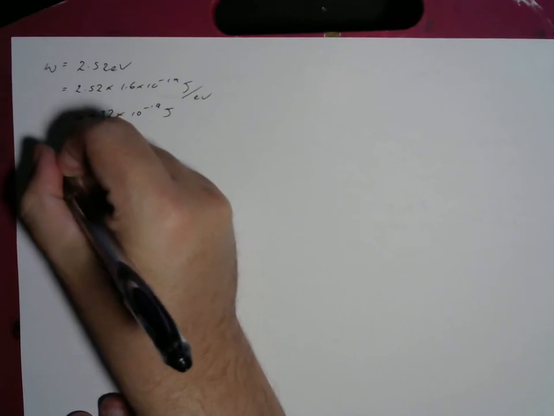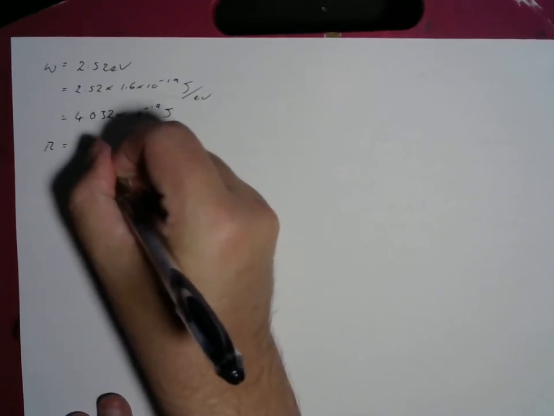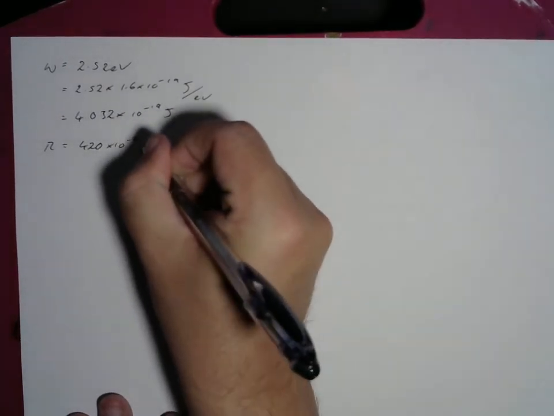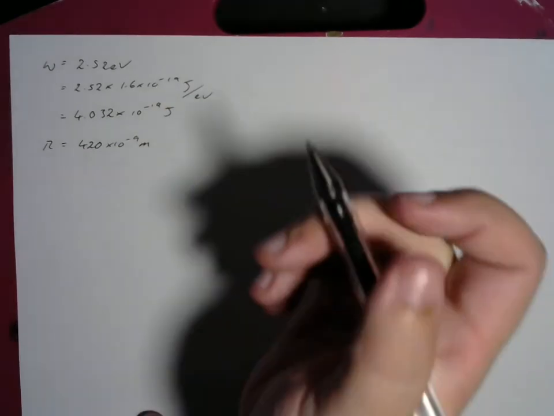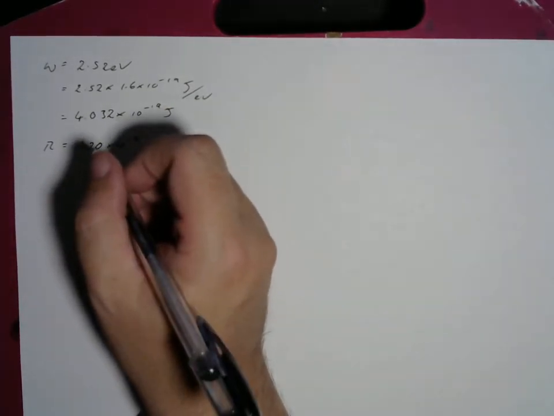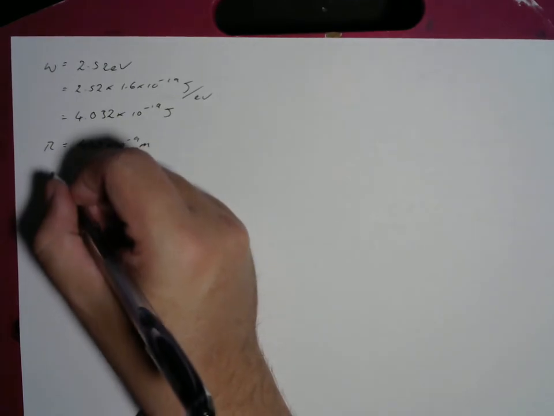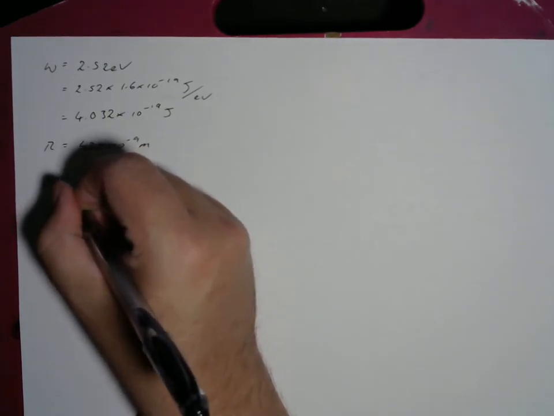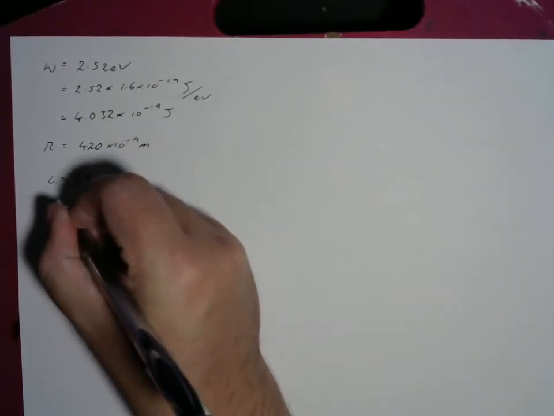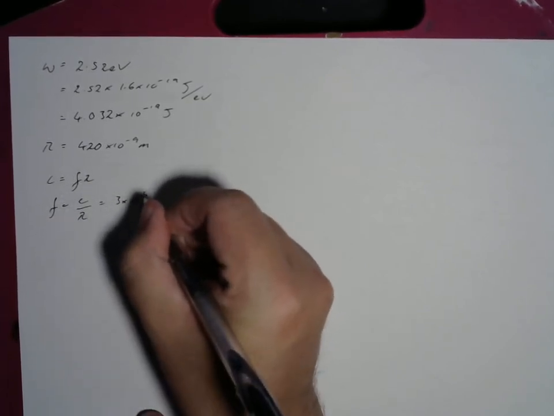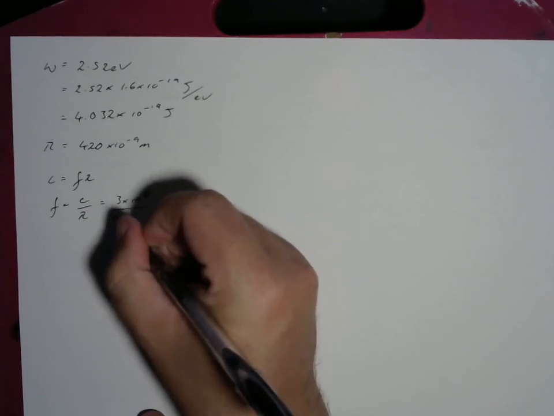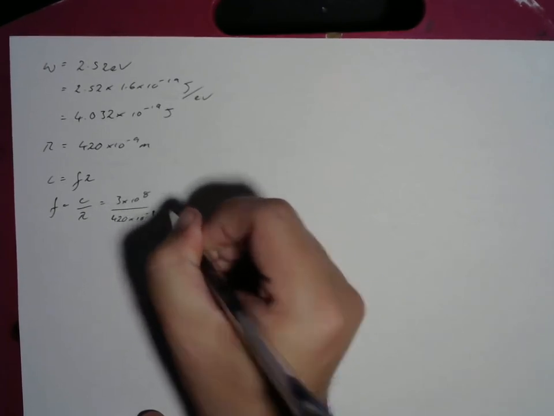And we are told it is 420 nanometer violet light. Lambda equals 420 times 10 to the negative 9 meters. As a hint, I would recommend you just convert to meters immediately. Don't even bother writing down the word nano. Let's convert that to a frequency, because we can't do much with wavelength. C equals F lambda. F equals C over lambda equals 3 times 10 to the 8 over 420 times 10 to the negative 9.